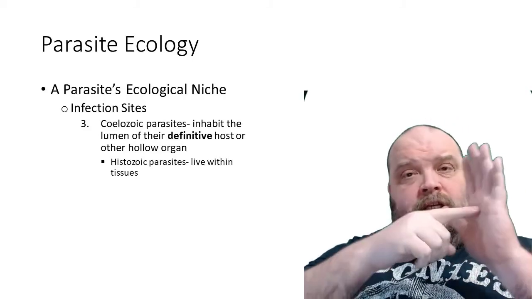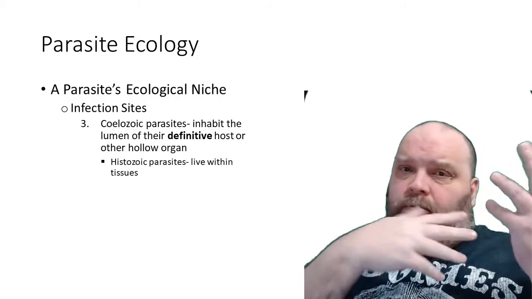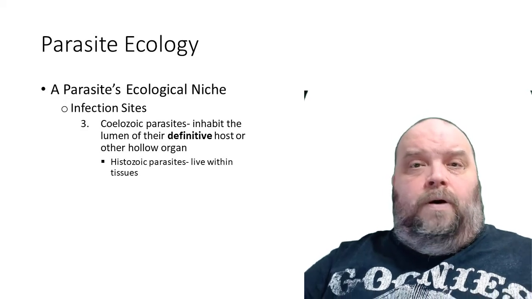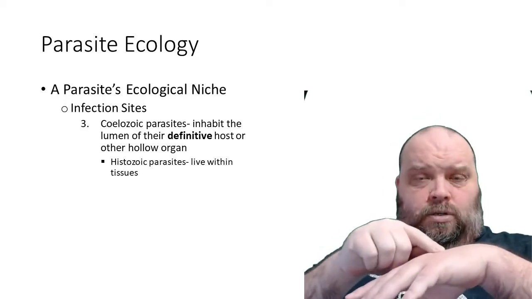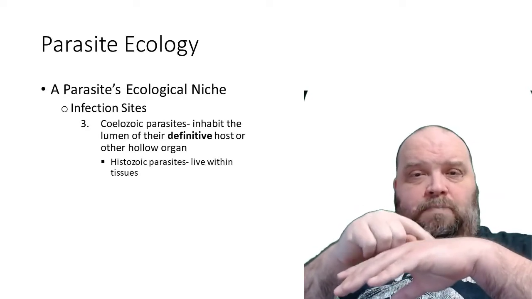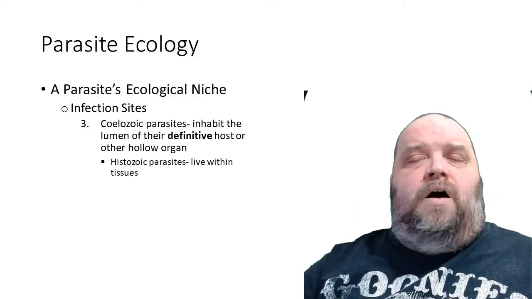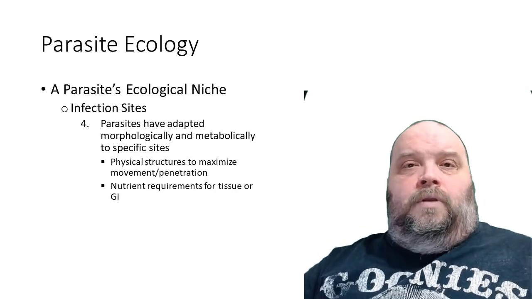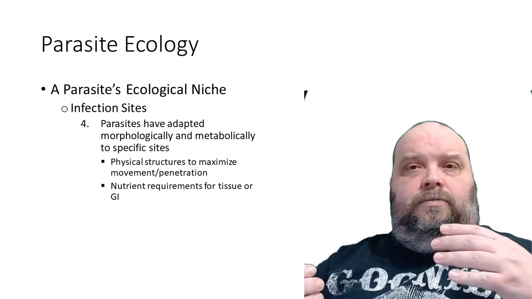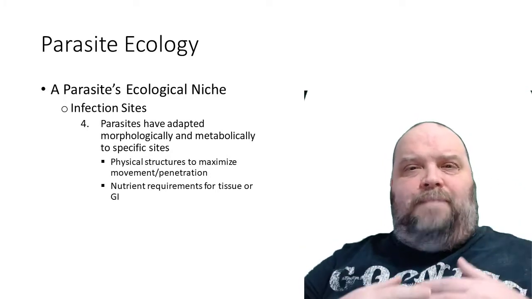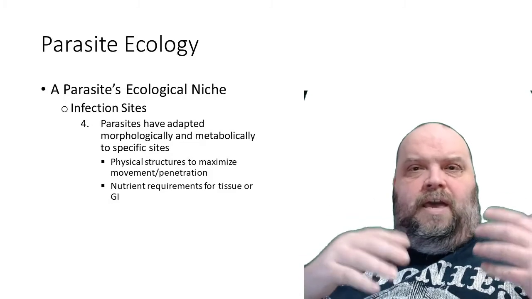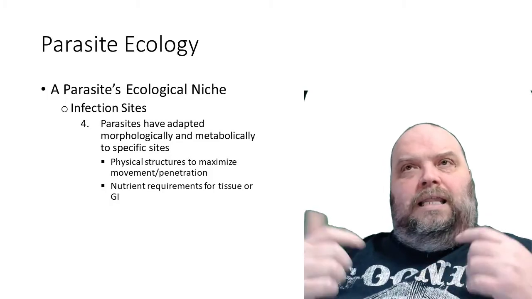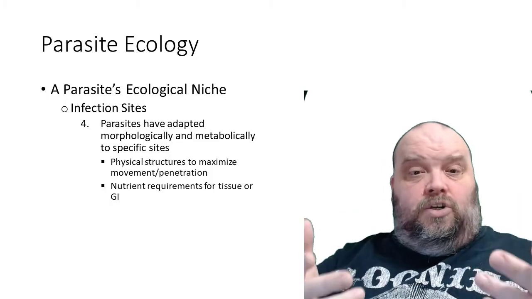Histozoic parasites want to be in the tissues. Remember the cutaneous larval migrans from the first lecture. Necator wants to be in the tissues. That's where it has spent millions of years evolving to survive, to flourish. To increase the chances, parasites have also adapted over the millions of years. They have evolved mechanisms that allow them to flourish within their given niche.